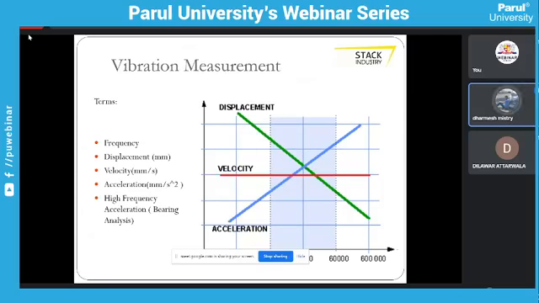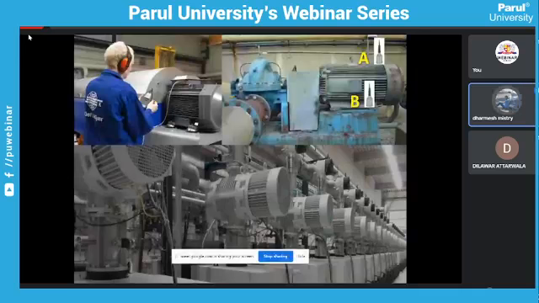The main thing is that vibration is measured using frequency. All motors, whether small or big, will vibrate at a certain frequency. What is frequency? For example, a very big pump like the one shown in the image above will be rotating at say 2000 or 2500 rpm.